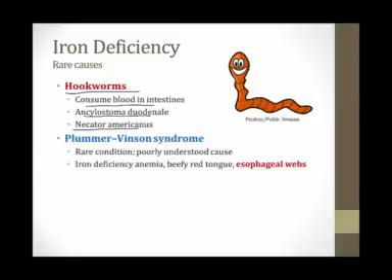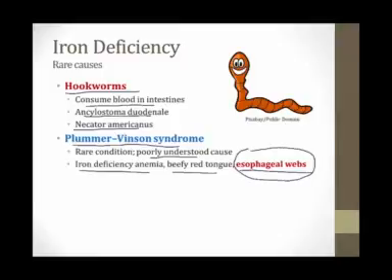Another rare cause of iron deficiency anemia is the Plummer-Vinson syndrome. This is a rare condition that has a poorly understood cause, but it results in a classic triad of iron deficiency anemia, a beefy red tongue, and the presence of esophageal webs. Esophageal webs are the very unusual feature of this disorder. I talk about it in the GI modules on the esophagus.